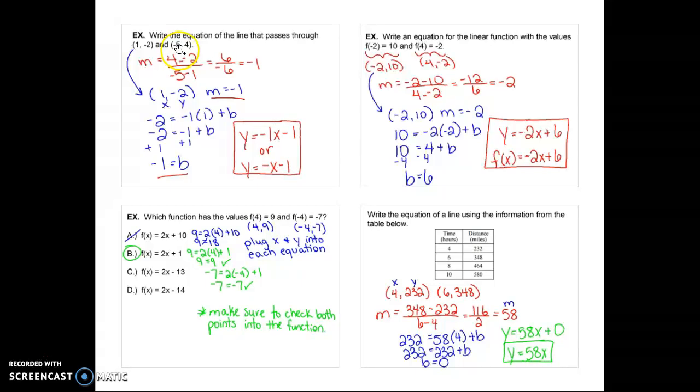Okay, so you're given 2 points. You can calculate the slope, y2 minus y1. So 4 minus negative 2. 4 minus a negative 2 is a positive 6. Then x2 minus x1, so negative 5 minus 1 is a negative 6. 6 divided by negative 6 simplifies to negative 1. So now you know what your slope is.